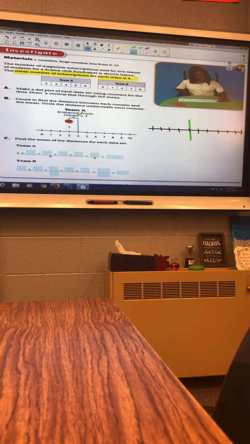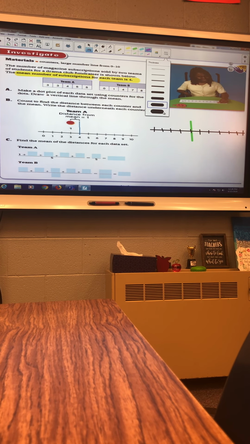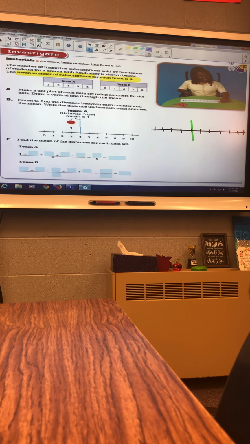So from team A, I'll try to get some counters. I'm just going to make a dot plot of my data. So I had 1 at 3. I'm going to have another 1 at 3. So I'll plot another 1 at 3. I have 1 at 4, so I'll plot 1 at 4. I have 2 at 5. So that is what the dot plot looks like for team A.